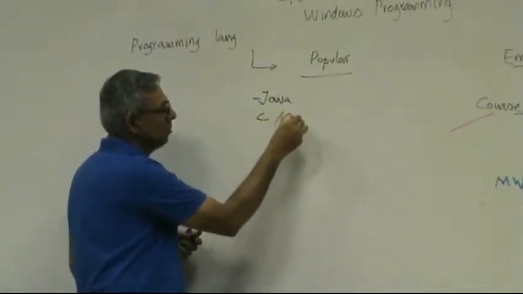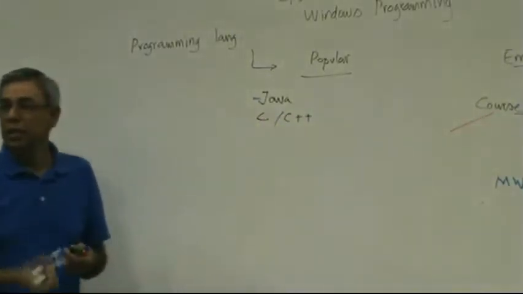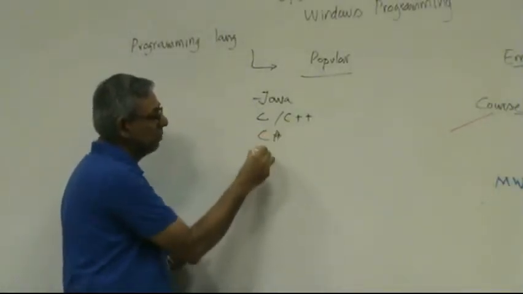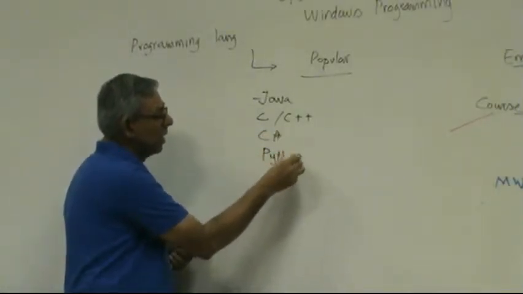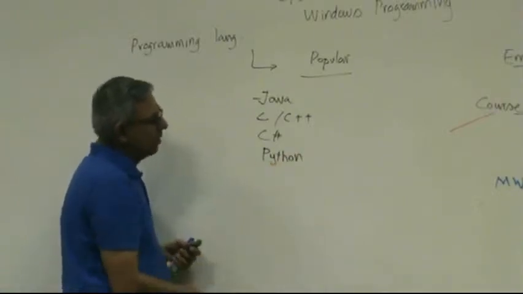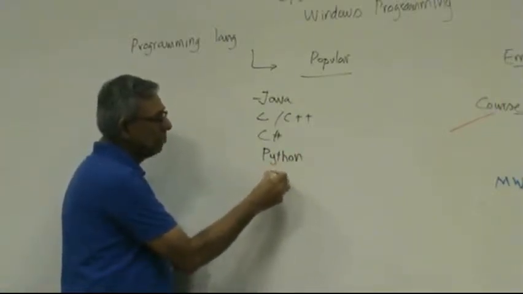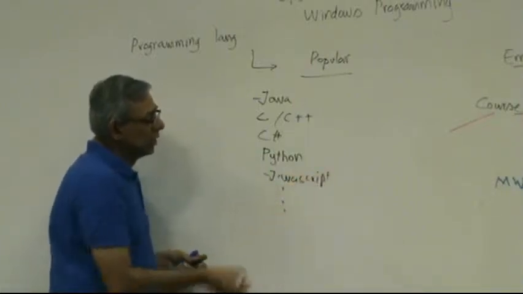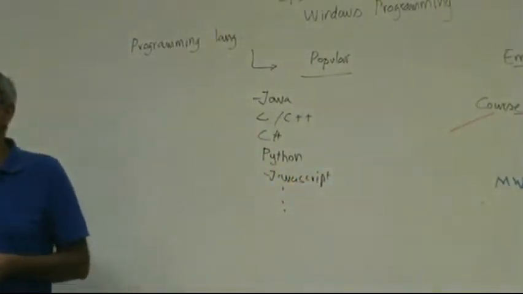Then C, C++, they go together, okay? Python is below C#, then goes C#, then goes Python. Ruby. Ruby is way down. And JavaScript is becoming very popular as a language, right? And there are other languages, okay?